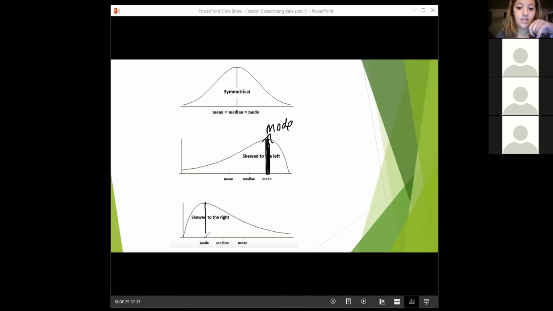And same with this idea, our mode is going to be the little bump here. It's the highest occurring one. So yeah, that's where that comes from. So yeah, good job. It is skewed.